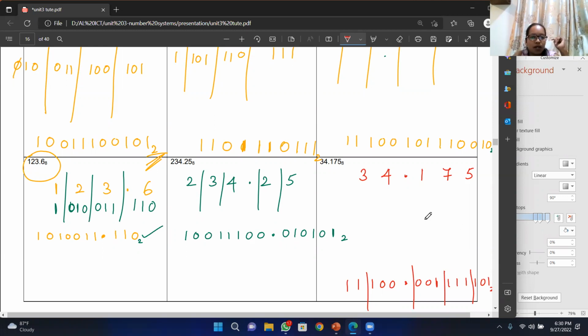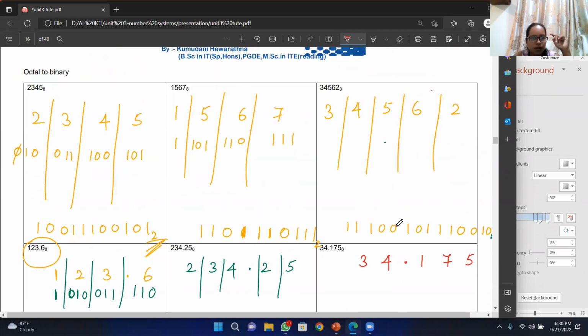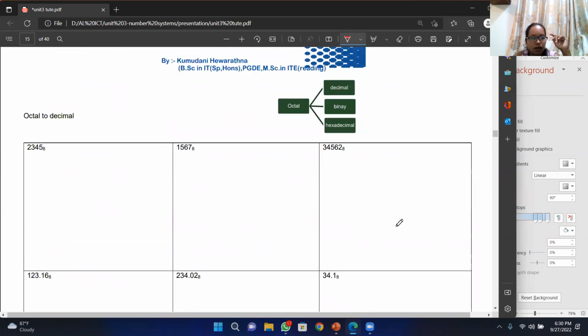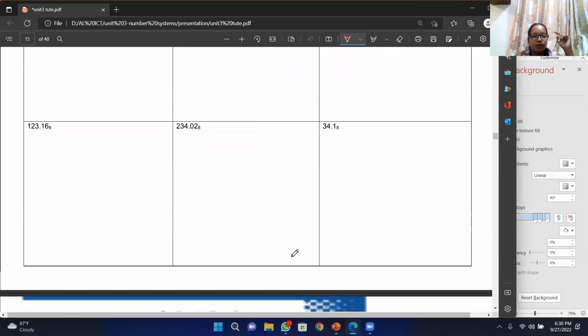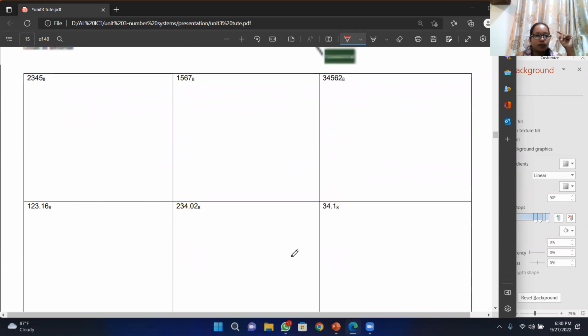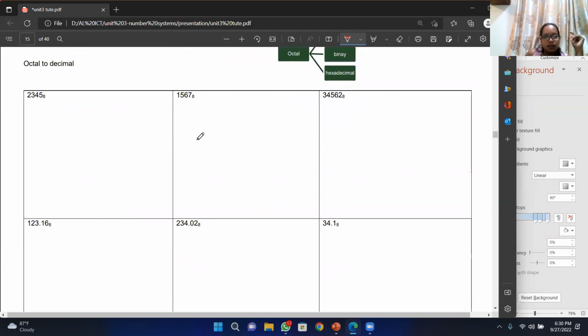The last one of this group, how to convert hexadecimal, sorry, octal into binary, correct? Octal to binary, yes, and then octal to decimal. Octal to decimal, it's like this.